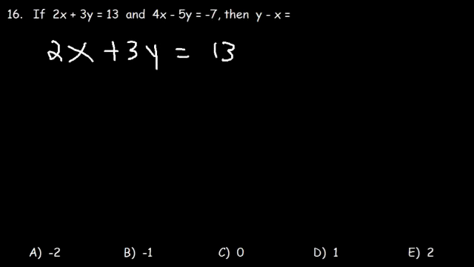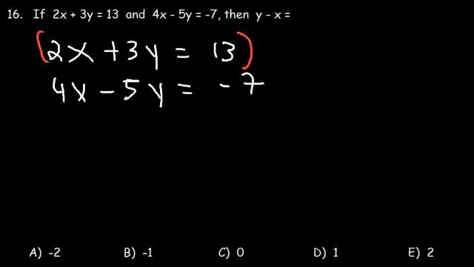And 4x minus 5y is equal to negative 7. Now, let's multiply the first equation by negative 2 so that we can get negative 4x, and then we can add the two equations. So negative 4x, and then 3y times negative 2 is negative 6y.